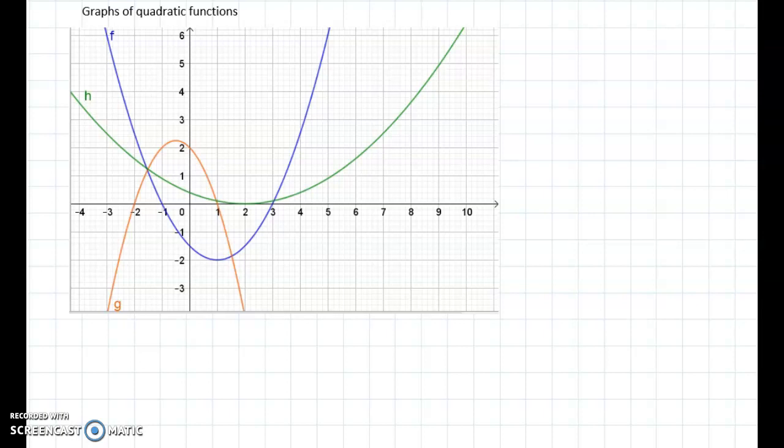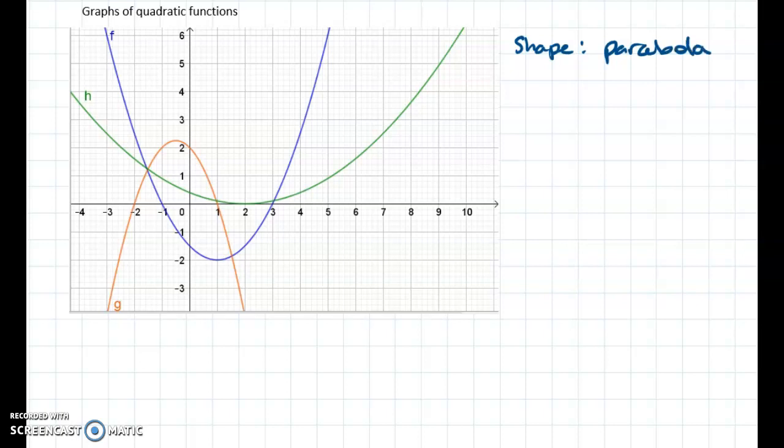In this video, we are going to look at the properties of the graphs of quadratic functions. I have here a picture with three quadratic functions, a blue one, a green one, and an orange one. And something that all the quadratic functions have in common is that the shape that we have is called a parabola. So let me write over here, shape is a parabola.